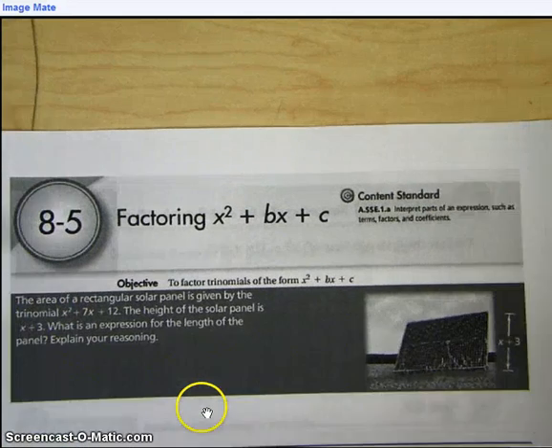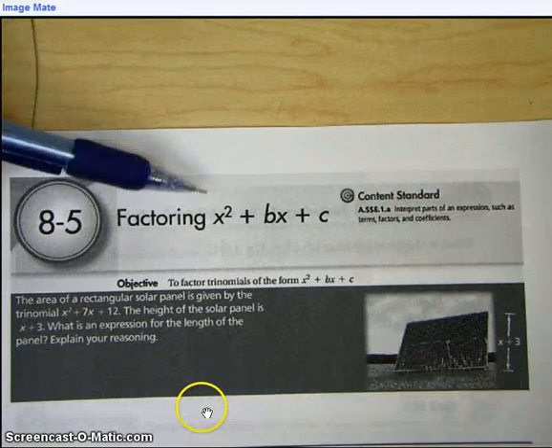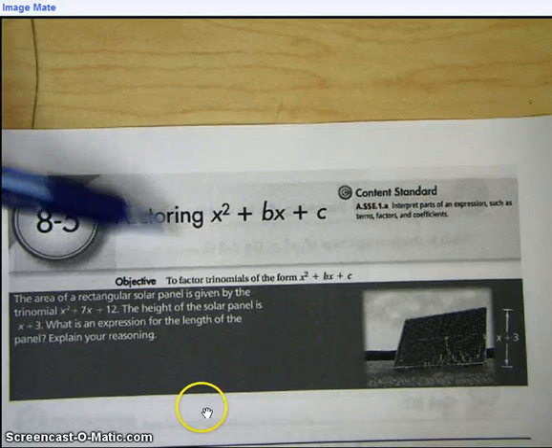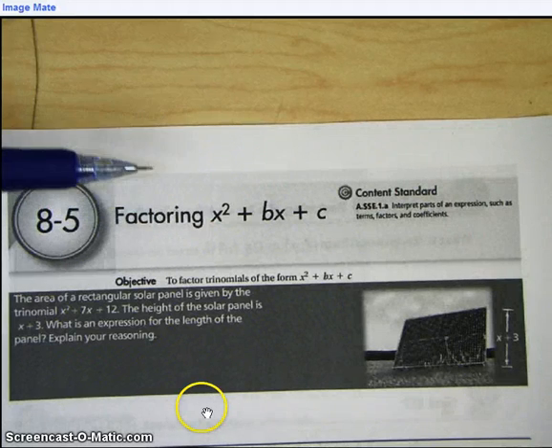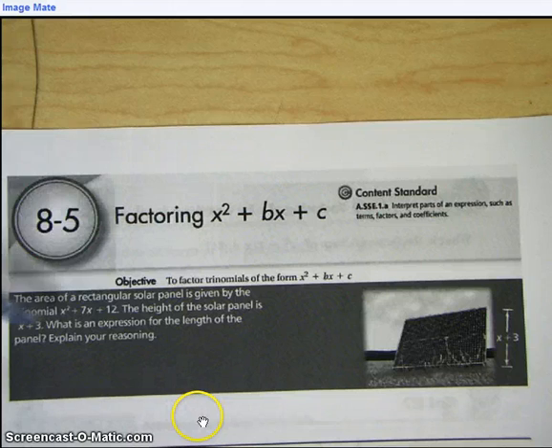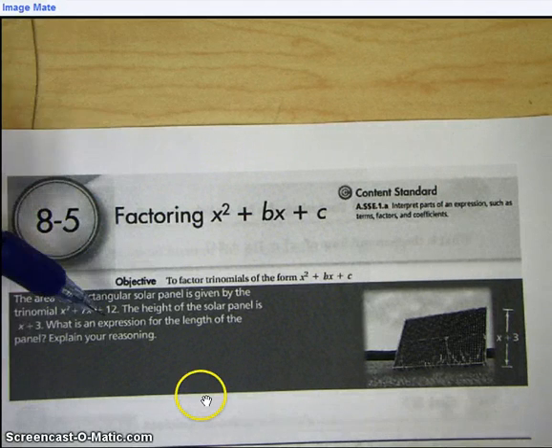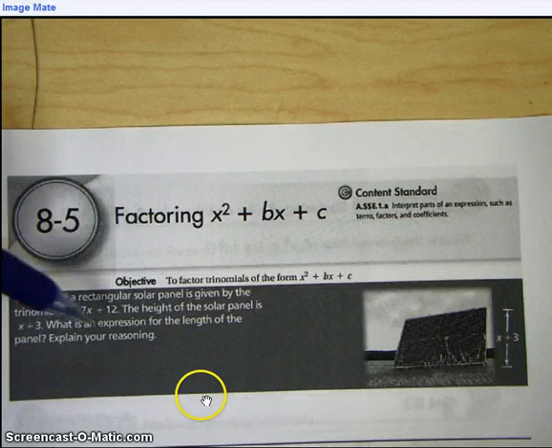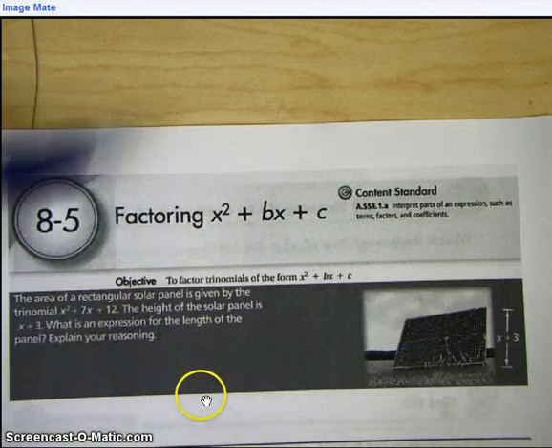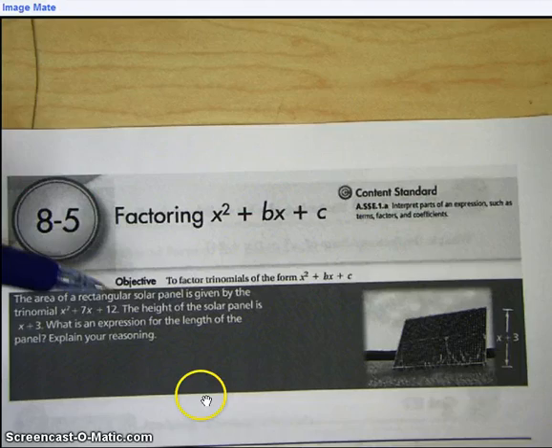In 8-5, we simply go backwards from what we were doing in 8-3 and 8-4. Today we're going to factor instead of multiply. The starting problem here is kind of fun. It says the area of a rectangular solar panel is given by the trinomial x squared plus 7x plus 12. The height of the solar panel is x plus 3, and they labeled that over there. What could be an expression for the length of the panel?